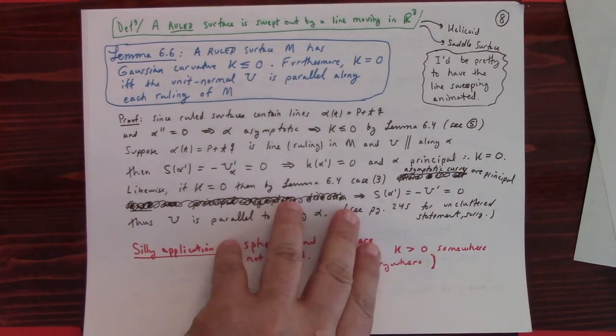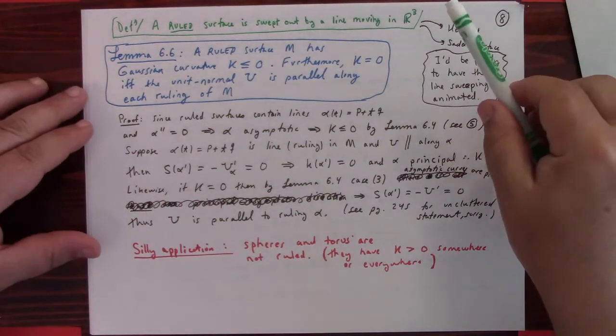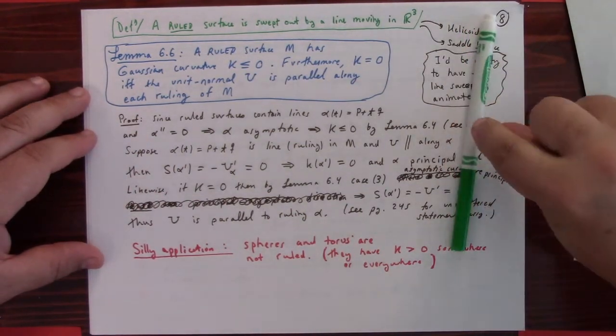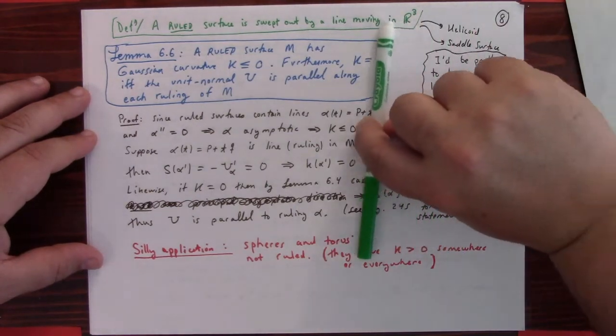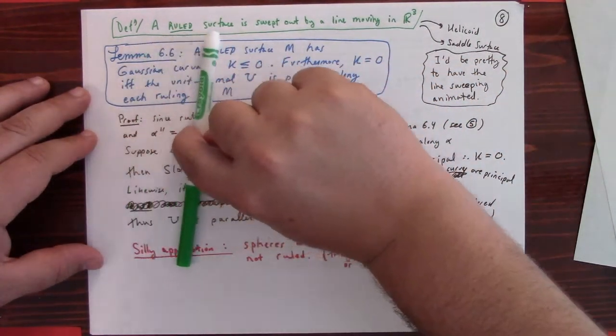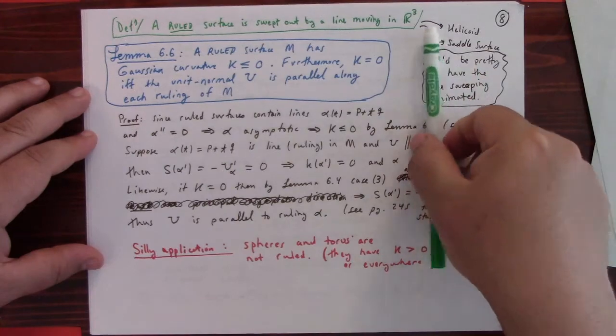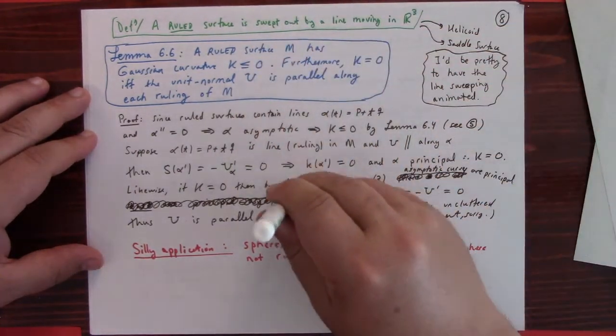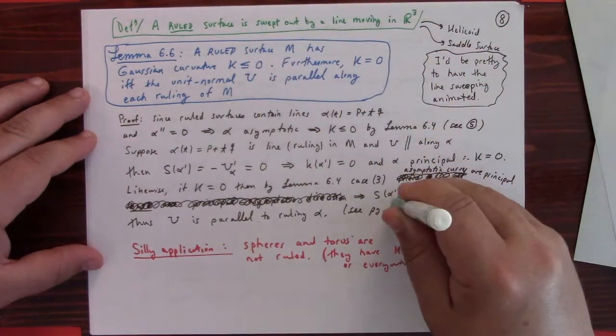Definition. A ruled surface is swept out by a line moving in R3. So, for example, a plane is a ruled surface. See? Sweep. Right? A cylinder is a ruled surface, right? Because you can sweep out the cylinder by just taking the line around, right?